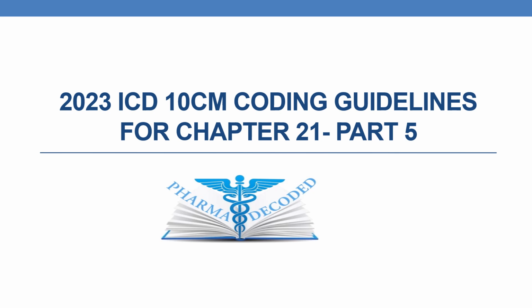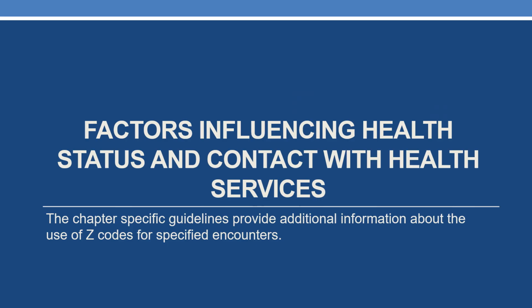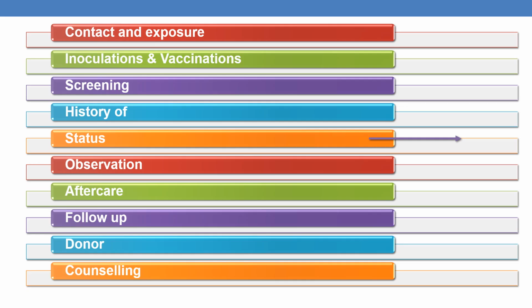Hello everyone, now let us discuss the 2023 ICD-10-CM coding guidelines for Chapter 21, Part 5. Chapter 21 mainly deals with factors influencing health status and contact with health services. That mainly deals with the Z codes. And in the current session, we will be discussing some of the Z codes regarding status.